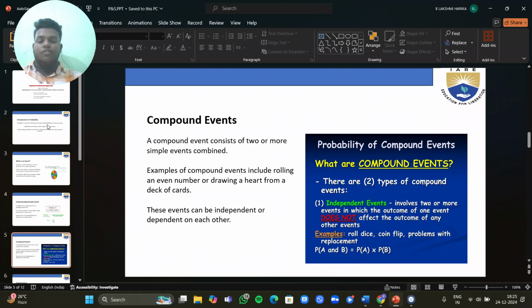The compound event consists of two or more simple events combined. Examples of compound events include rolling a die and drawing a card from a deck of cards. These events can be independent or dependent on each other.